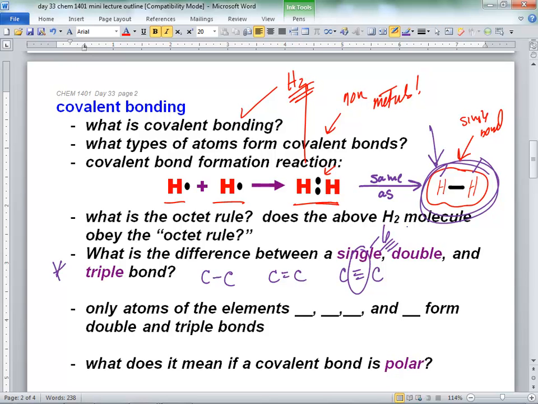Okay. Only atoms of the elements can form double and triple bonds. Christine, did you get this out of the reading? If not, I'll just have to tell you. Only what? CNOS. Only carbon, nitrogen, oxygen, and sulfur are going to be playing this game of double and triple bonds. So don't be drawing double and triple bonds between fluorine and anything, right? Because fluorine's not on the list.